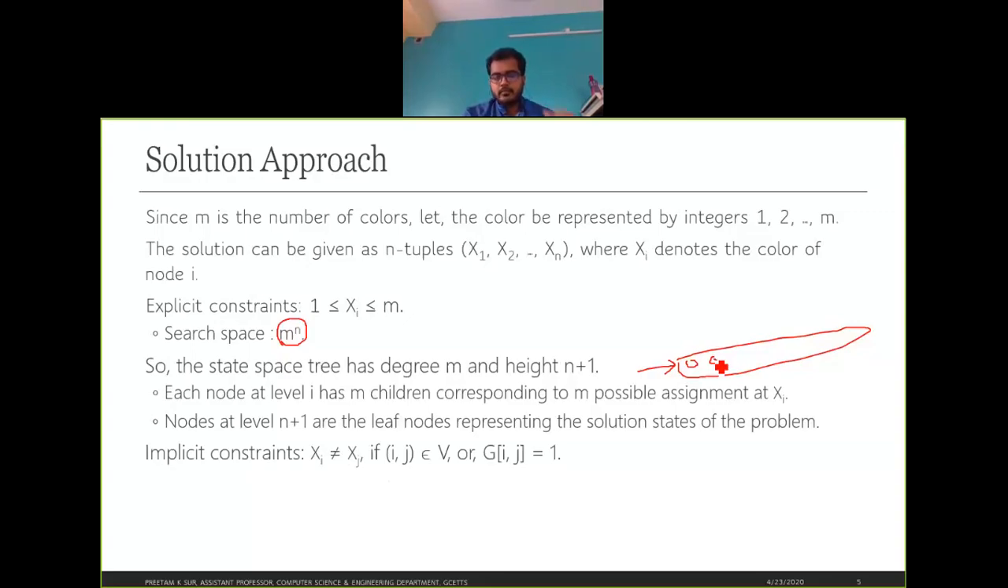Now the implicit constraint tells us that no two adjacent vertices will have the same color. So we have xi not equal to xj when ij is an edge, or g[i][j] is equal to 1. This means that we cannot have the same color for vertices which are adjacent to each other.